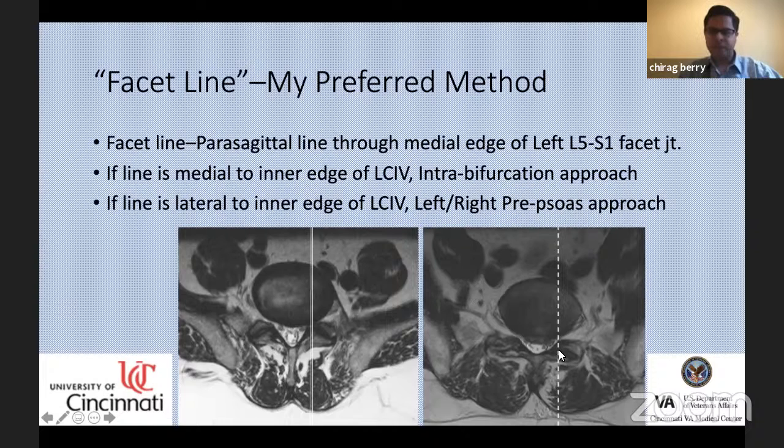In the second figure over here, in this patient, the line is going through the left common iliac vein, and the vein hardly has any fat plane underneath it. So I'm going to struggle with an intra-bifurcation approach here. So if I see that this line is not medial to the vein, and the inner edge of the vein is medial to this line, I would rather explore the possibilities of a left or a right-sided pre-psoas approach rather than taking the risk of an intra-bifurcation approach with a higher risk of vascular injuries.